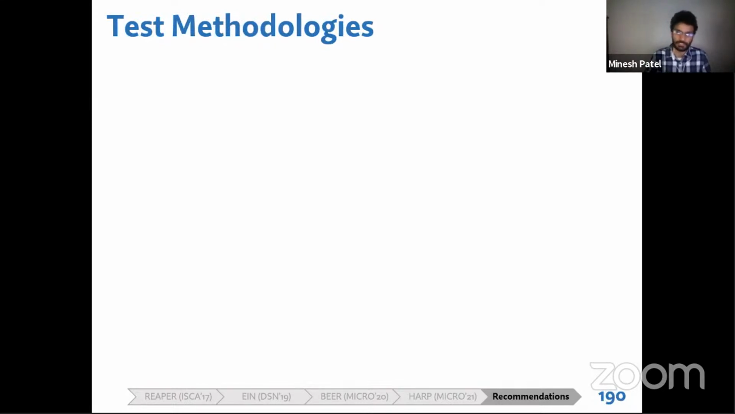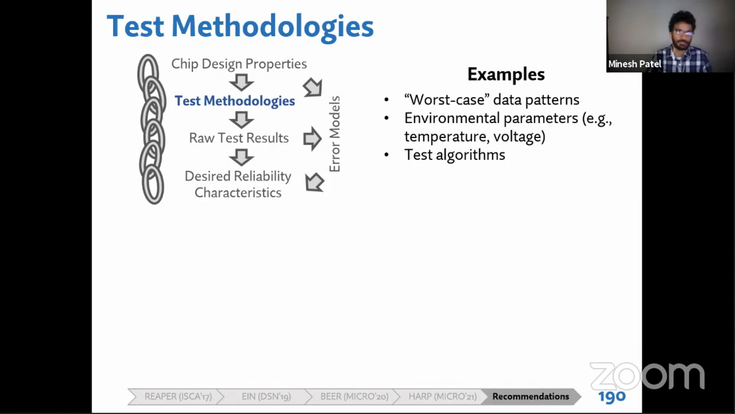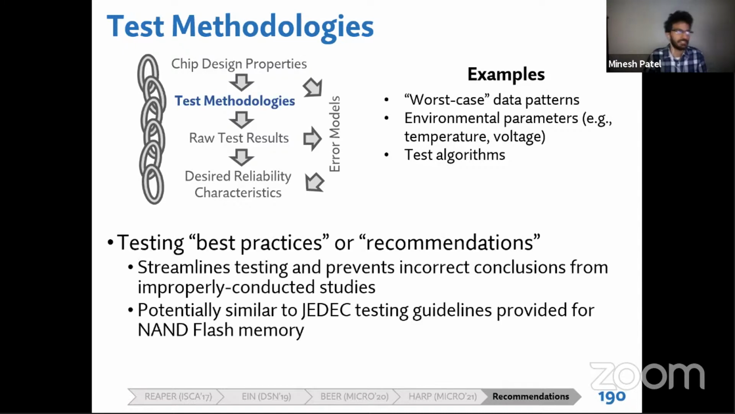The next level that we consider is the second link in the chain, which is test methodologies. Examples of test methodologies include worst case data patterns, environmental parameters such as temperature, voltage, and their effects on testing, potentially testing algorithms. And so we summarize this by saying testing best practices or recommendations or guidelines. And this is ideally what we'd like to see in an official capacity.